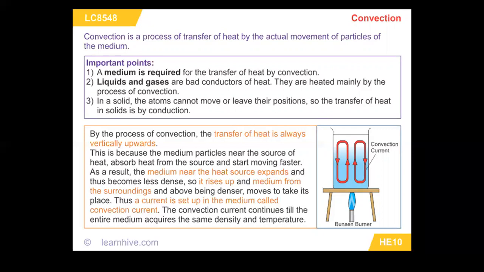Now, this is because the medium particles near the source of heat absorb heat from the source and start moving faster. As a result, the medium near the heat source expands and thus becomes less dense. So it rises up and medium from the surrounding and above, being denser, moves to take its place. Thus, a current is set up in the medium called convection current. The convection current continues to transfer heat through the medium.